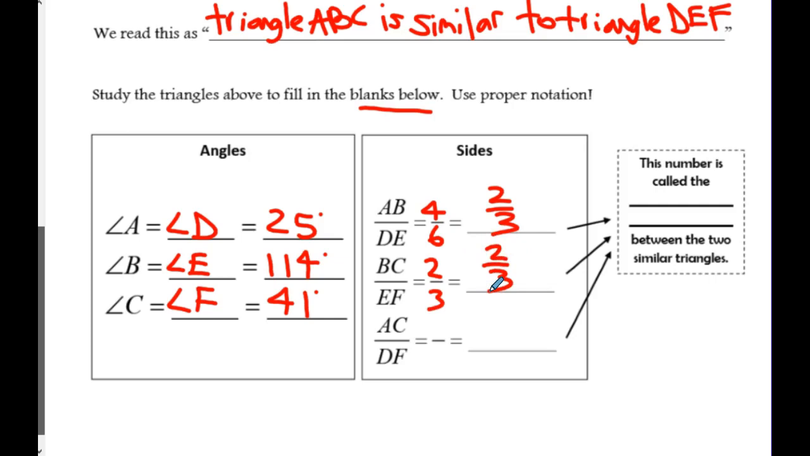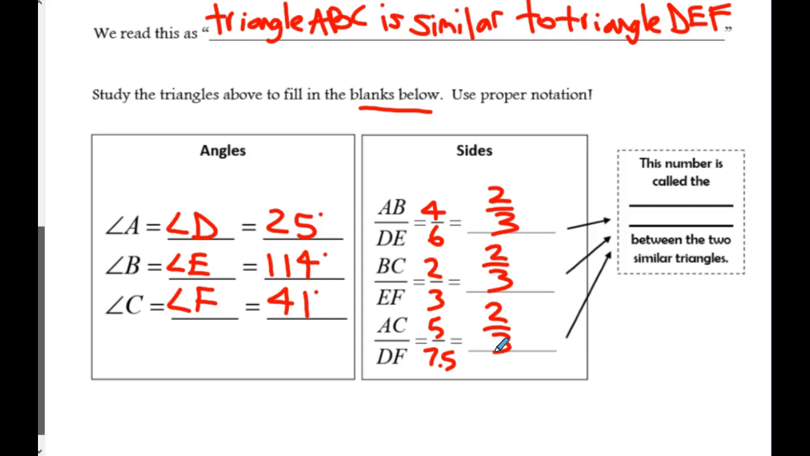And then last but not least, AC over DF is 5 over 7.5. Now, if you were to divide that in your calculator, you would get probably the decimal 0.6 repeating, but guess what that equals? 2/3. Okay? What do you notice about every single ratio? They're all the same. 2/3. Or they would equal the same decimal, right? So since they're all 2/3, we know they're similar.